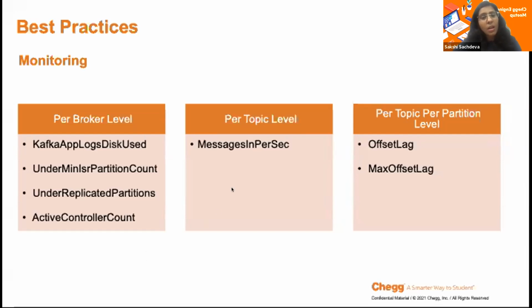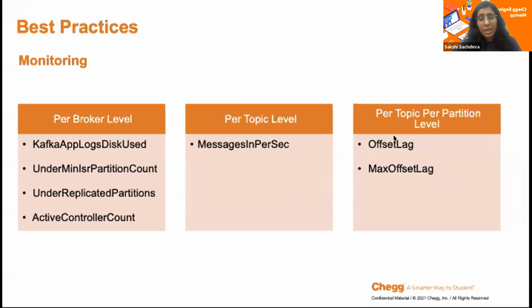Then I'm going to go to the topic level. So messages in per second. Messages in per second, it's self-explanatory. So this can be configured both at topic level and broker level to keep track of how many messages are being produced for a given topic. Similarly, there is messages out per second as well to understand how many are consumed.